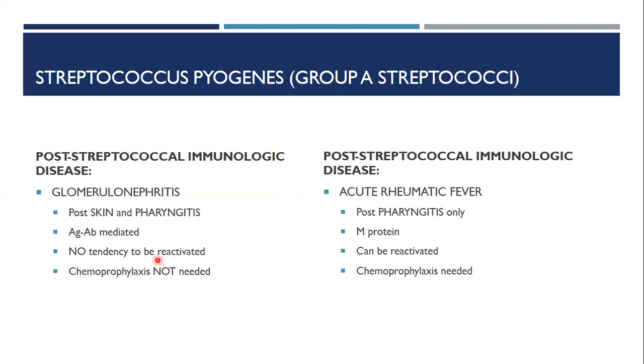APSGN has no tendency to be reactivated, whereas ARF can be reactivated, meaning once you are infected with it, you might be reinfected again. And then there's actually no need for chemoprophylaxis in APSGN. We need chemoprophylaxis for ARF. Chemoprophylaxis means we give antibiotics to the patient.